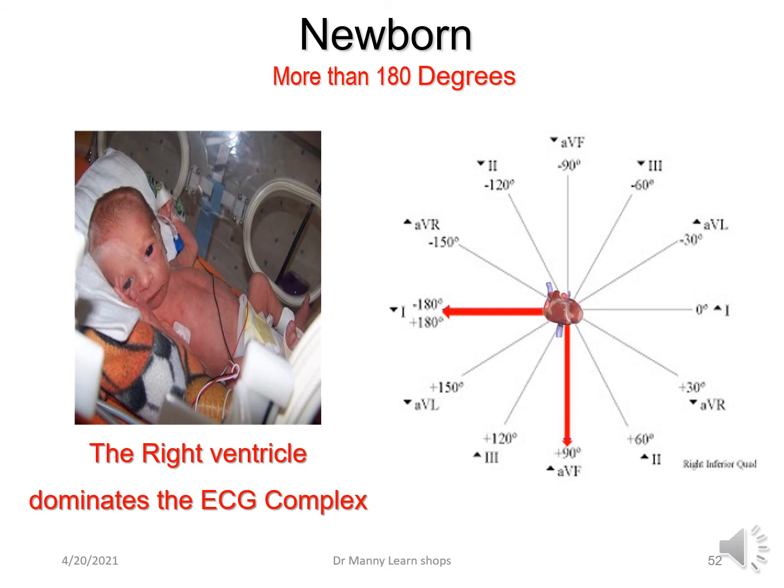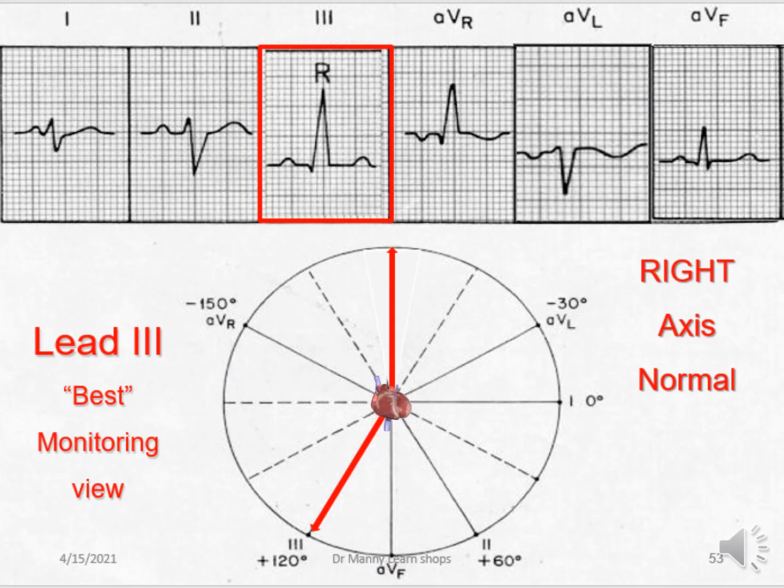Depends. In the newborn, they are right ventricular dominant, and their electrical axis can be anything from plus 90 degrees to plus 120, minus 120 degrees. But I've left it there at a 90 degree angle. So on the ECG, lead 3 will probably be the most important lead for monitoring the electrical axis. It'll give you the best picture. They have a right axis, which is considered normal in the hexaxial system.